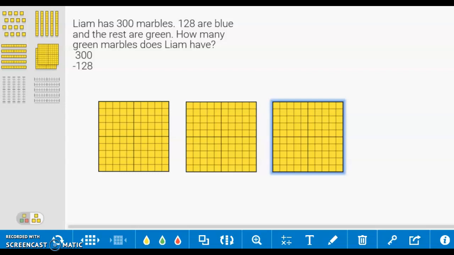This is a part whole, part unknown word problem. Liam has 300 marbles, 128 are blue, and the rest are green. How many green marbles does Liam have? And we would set this up in the traditional algorithm with 300 minus 128.